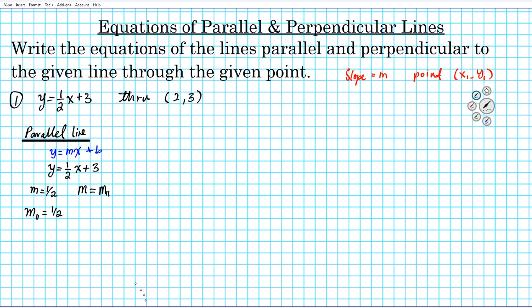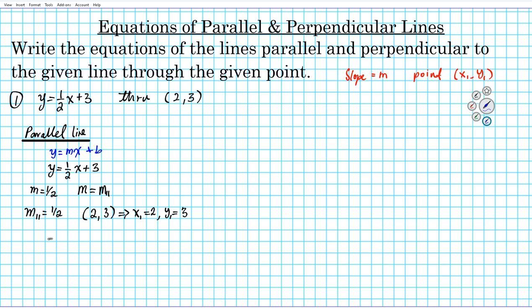We also need a point. The point that we are going to use is the given point, which is (2, 3). So the slope of the parallel line is 1/2, and the point is (2, 3). That basically tells us that x1 is 2, the x coordinate, and y1 is 3. Now, these are the ingredients. We need the recipe to pull it together. So the recipe is the formula, the point slope form of the equation of a line.